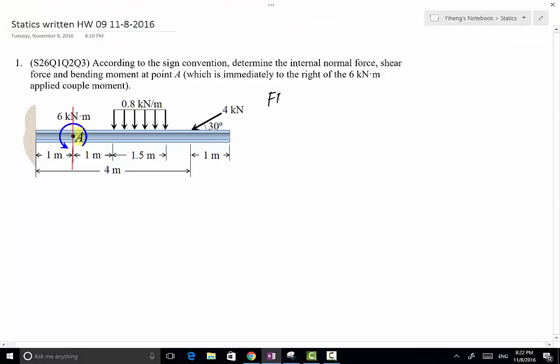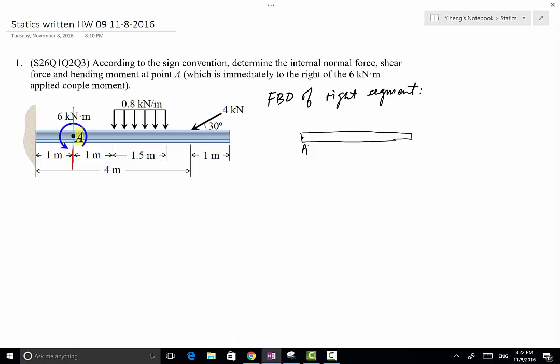So free body diagram of right segment for our analysis. So this total length right here is going to be 4 meter plus 1 meter minus another meter. So overall, that's going to be 4 meters. And this is point A. Because point A is to the right of the 6 kilonewton meter applied couple moment, we do not need to include the 6 kilonewton meter couple moment on our free body diagram of the right segment.